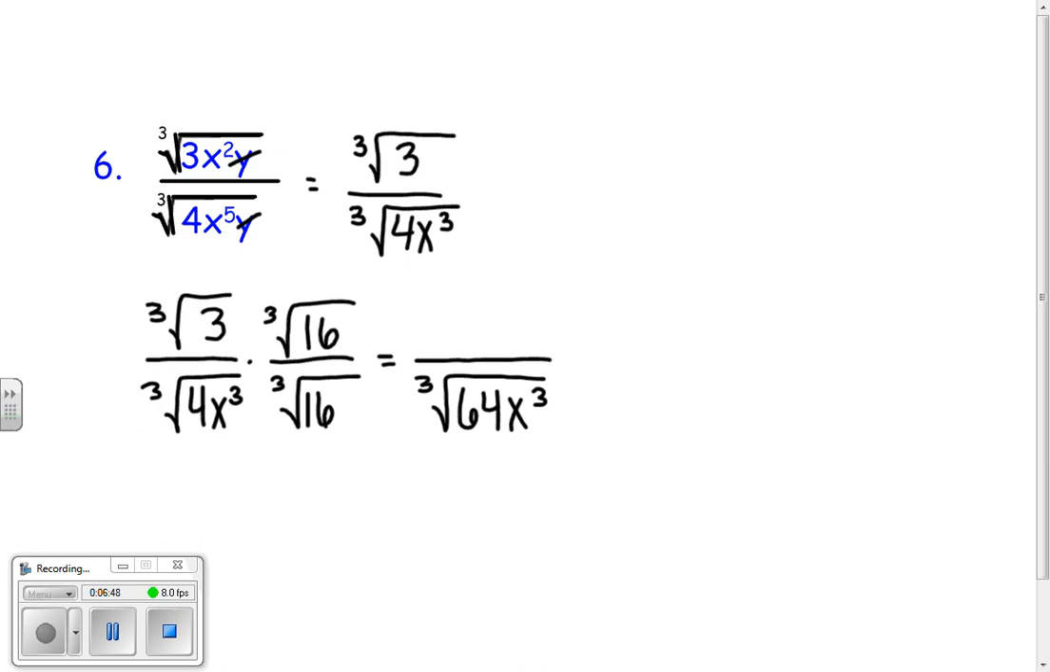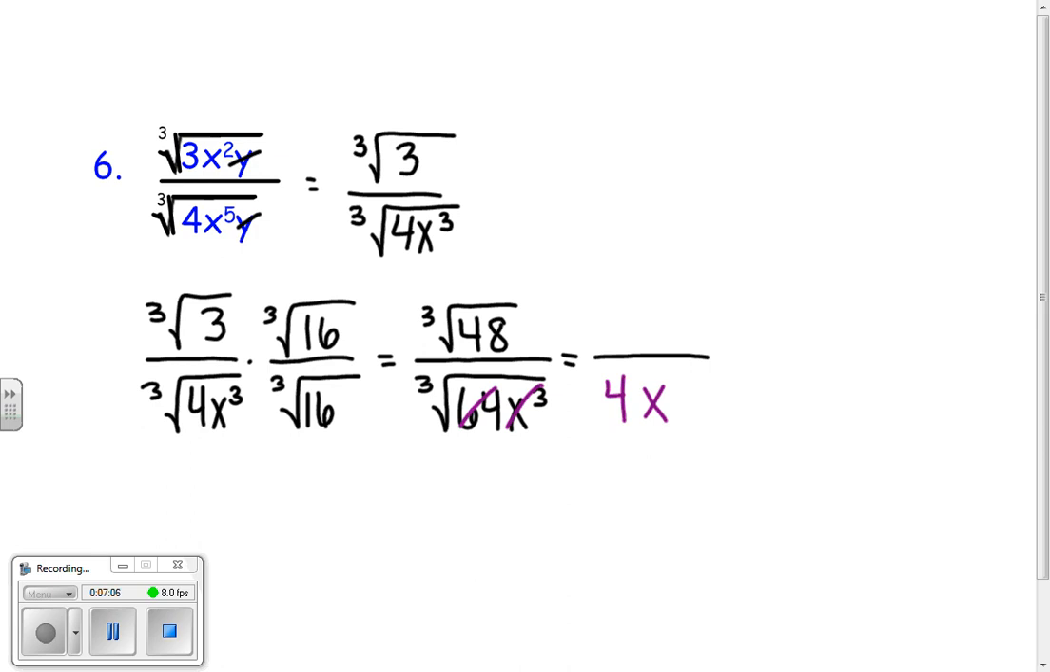On the top is where I'm getting my 48. The cubed root of 3 times the cubed root of 16 is 48. So on the bottom, you can cube root those, which is why we picked those numbers. The cubed root of 64 is 4, and the cubed root of x cubed is x.